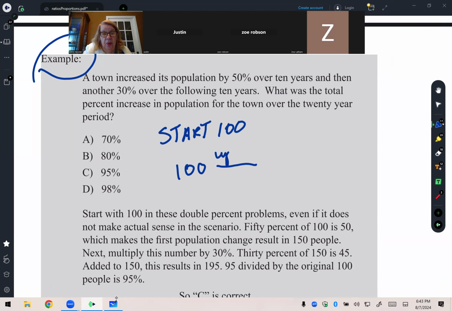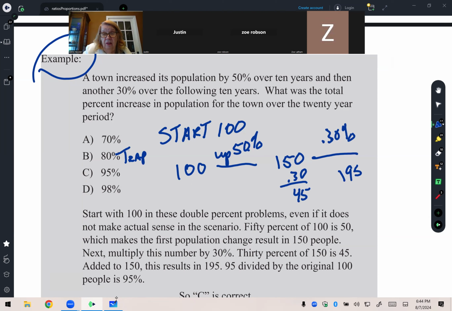We go up 50%, so that'll be 150. And then we're going up another 30%. A lot of people would say, oh, 50 plus 30 is 80. But that's a trap. You have to track the percent as you go. So 150 times 0.30 would be 45. So that would go up to 195, and always put it over the original. So that's an increase of 95%. So 195 over 100. Does that make sense?